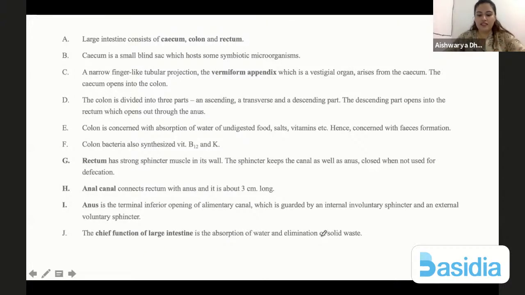So just an overview of what the large intestine consists of. Like I told you, it has cecum, colon, and rectum. Now, the function of cecum is that cecum has some helpful microorganisms. They will help in digestion of certain things that might not be digested by our own body, or we might not have enzymes for them. So some symbiotic microorganisms are present.